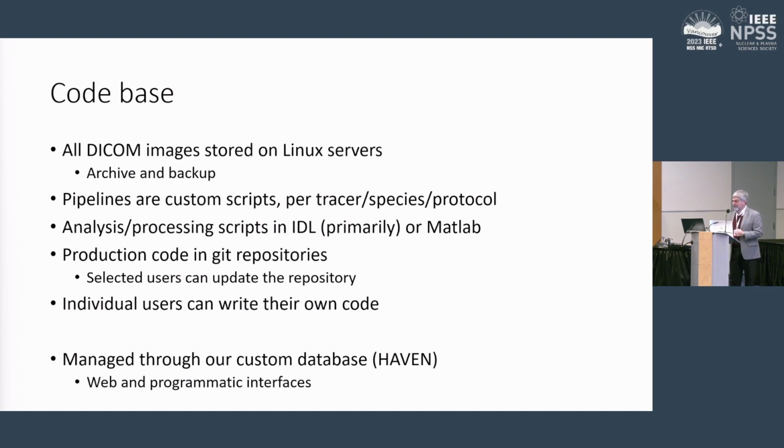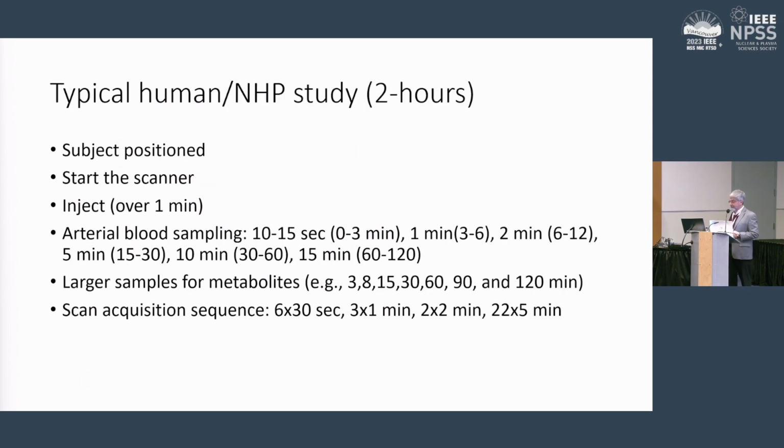We have all the production code in our Git repositories. Only a few select people are allowed to make entries in there, but individual users can write their own code and get it checked in. And the key thing is our database that helps us hook all of this together. We call our database Haven, and I'll give you some really good detailed examples of that, because that's the key that glues all this together.